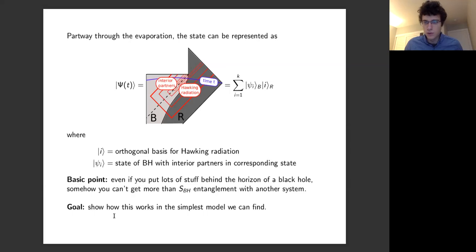And the goal in the rest of the talk, well, most of the rest of the talk, will be to show how this happens, how this limit arises, in the simplest possible model that we can find. Okay, so let's now move away from the evaporating black hole to this model. We're going to try to isolate and analyze this question in a simple toy model.